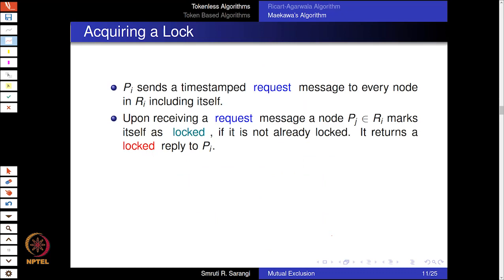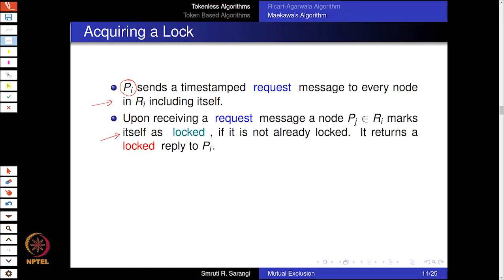So here is the algorithm. This algorithm is slightly involved, but not all that involved. The first phase is the same, where process i sends a timestamped request message to every node in Ri, including itself. Previously, you were sending a request message to every other node in the system. This is not happening now. A message is being sent to every node only in the request set, which includes itself.